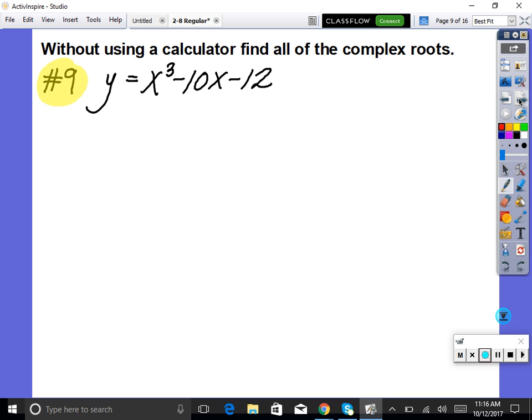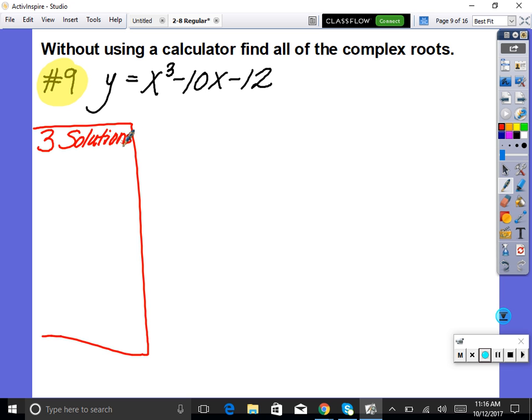Number 9. Without using a calculator, find all the complex roots. The fundamental theorem of algebra says in our bucket of solutions, we should have 3 solutions. Now we'll look at this and say, can we factor this by any method we know? No, we can't factor it. Don't try to find what multiplies to c and adds to b. It's not quadratic. So we do have to use p over q. What I mean by don't use a calculator is you have to show all your work. So yes, you do need to write this out.